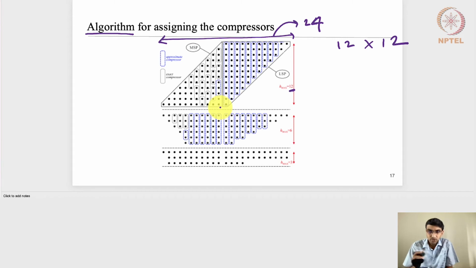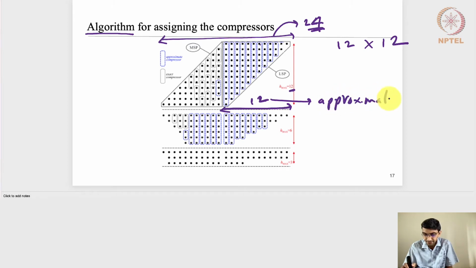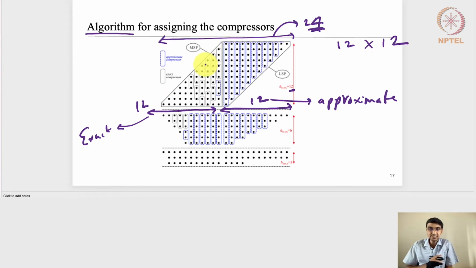And for approximating, what we will do is the LSP side, the lower bit side. So in the 24 columns, the starting 12 columns will be the approximate compressors, and the last 12 columns will be the exact compressors. Right, here I think we'll be using the approximate one, but in the rest of the cases it is the exact compressors. And we will do the partial product reduction stage and then go to the next stage.